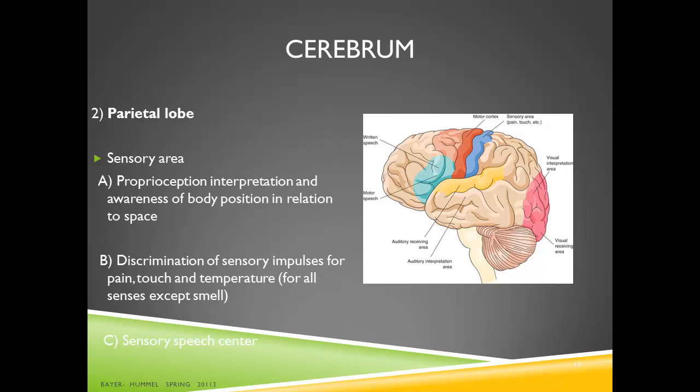Cerebrum, parietal lobe: sensory area, proprioception, interpretation and awareness of body position in relation to space, discrimination of sensory impulses for pain, touch, and temperature for all senses except smell, sensory speech center. Again, think about if there's trauma to this area, what limitations of function will the patient experience?